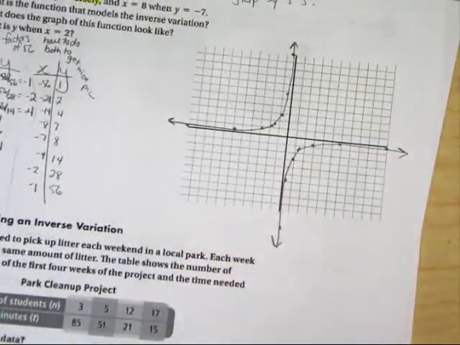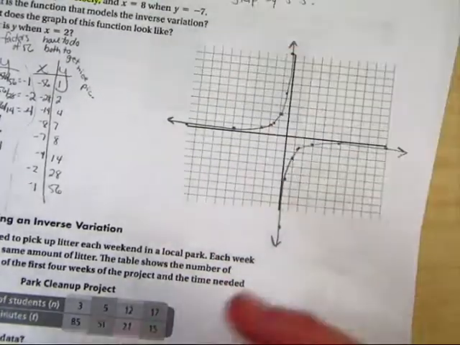Okay, and all I did is I plotted my points. Notice again that the axes are the asymptotes. Now here's my question. Why are they in different quadrants? Okay, let's answer that.